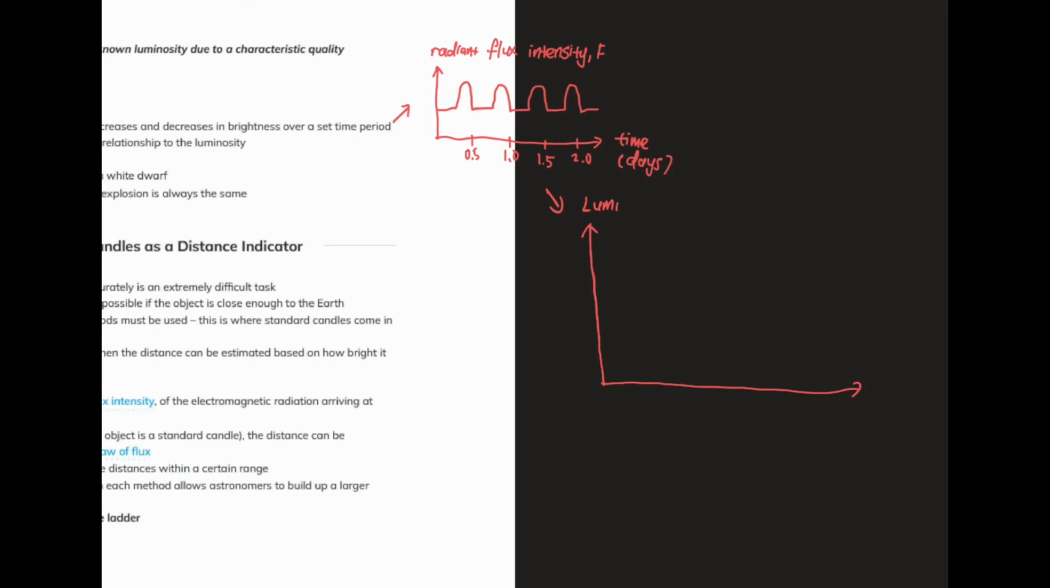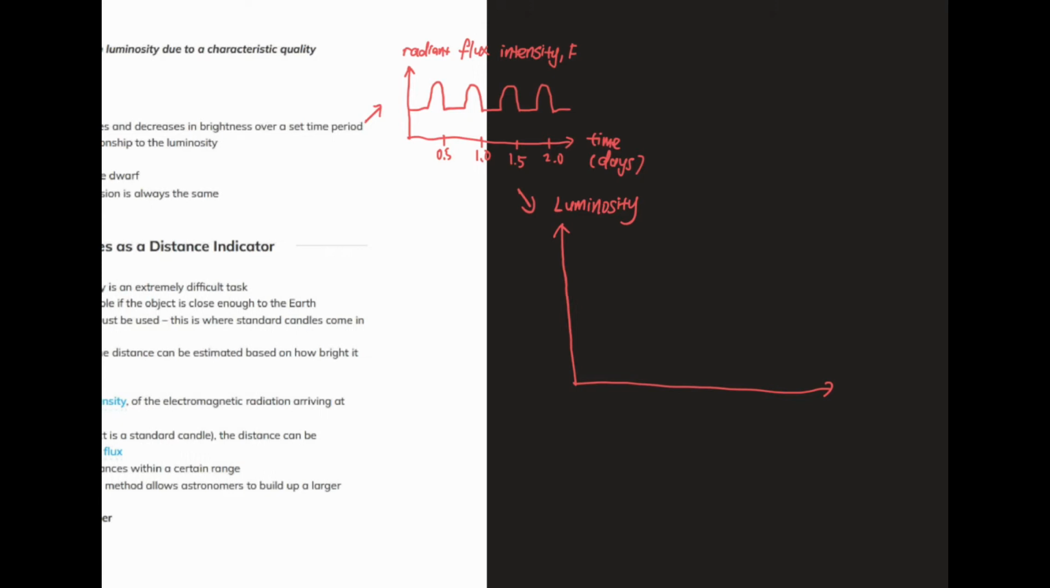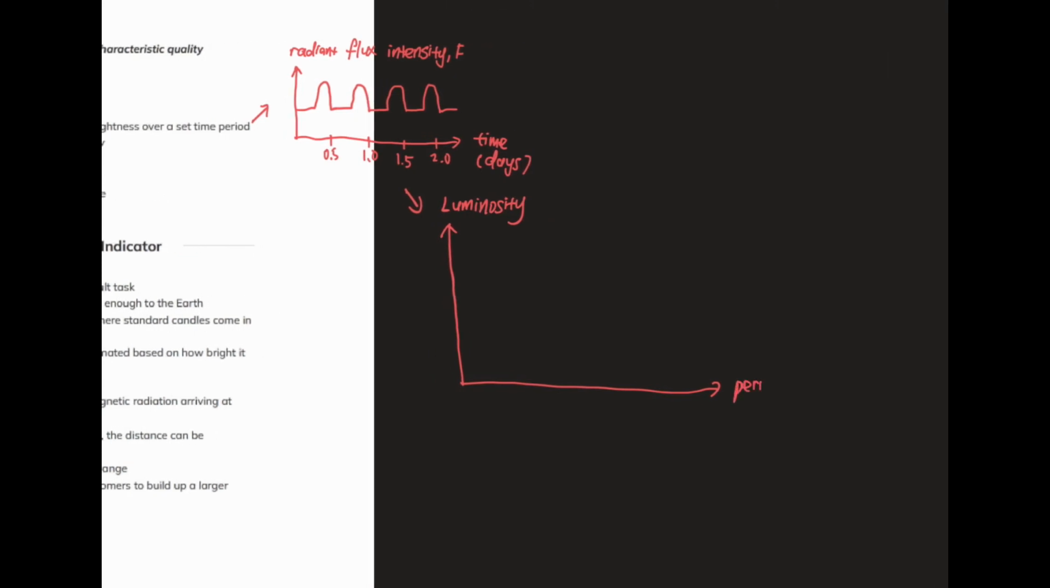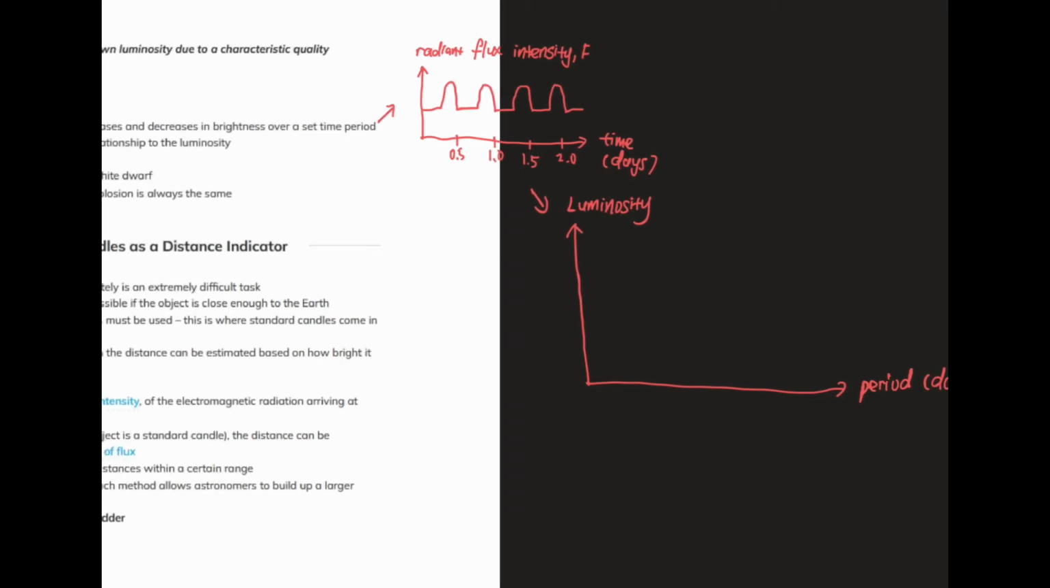They draw another graph: luminosity versus period in days. The period in days, for example, is like this. For this case, the period is 0.5. Then it repeats again, so the period is 0.5. So you check the period, and then you look at this second graph, and then you can find out the luminosity, which is something like this.